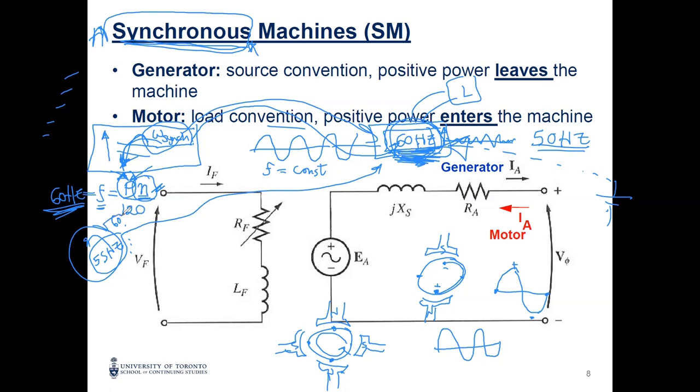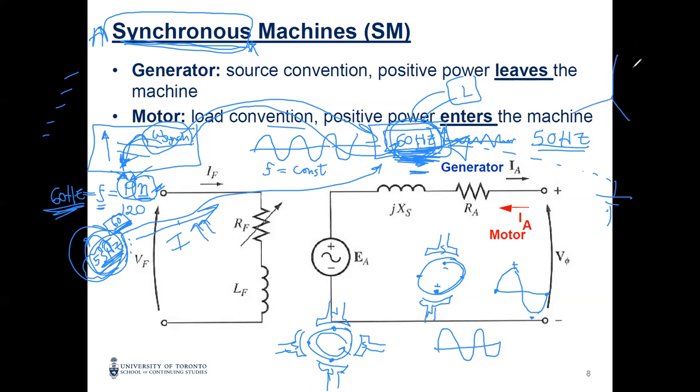So one of the conditions to connect to the grid is to rotate exactly similar to what we have in the system. Otherwise, what are the consequences after connecting something like 50? This is as if you are doing a short circuit. The current will be extremely high and you will damage all the windings and everything for this generator. So you have to go to 60 hertz. And this is the synchronization.